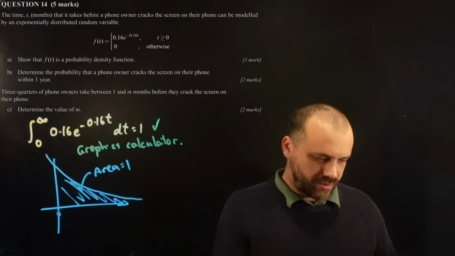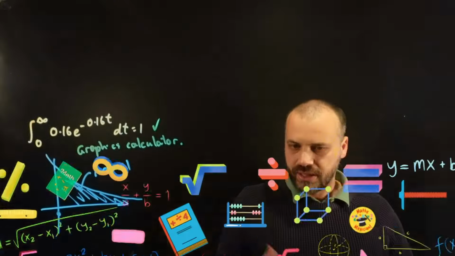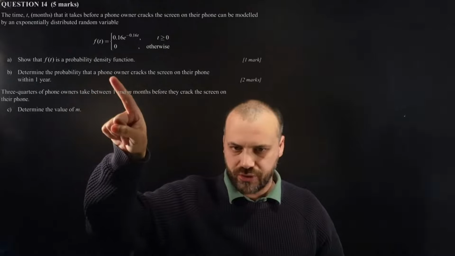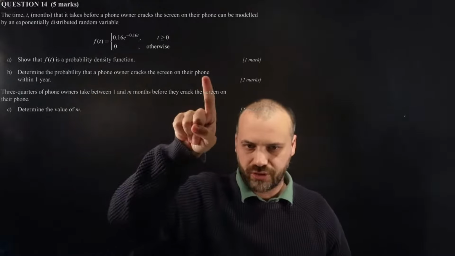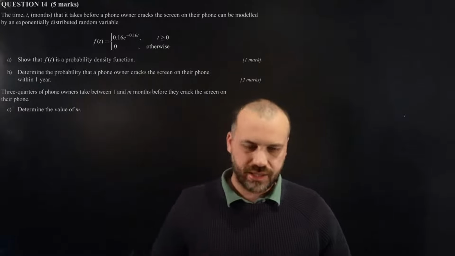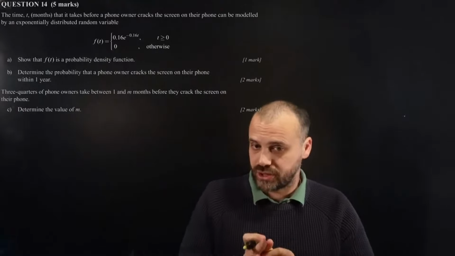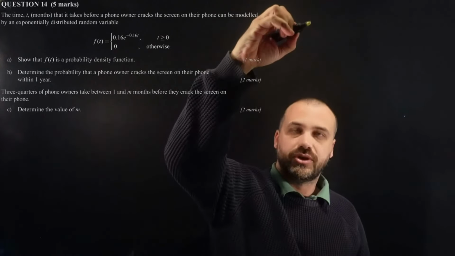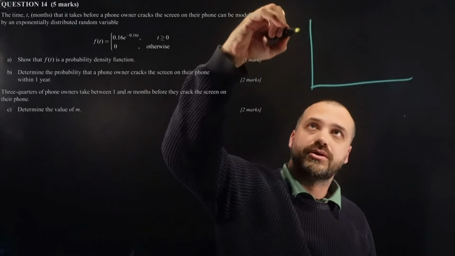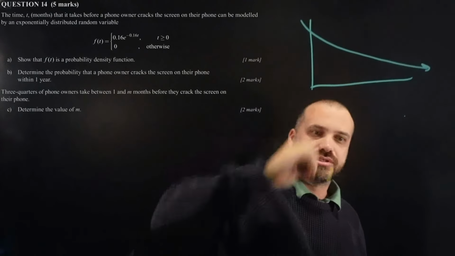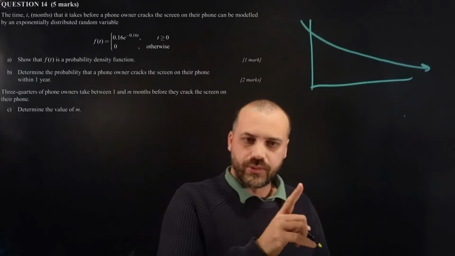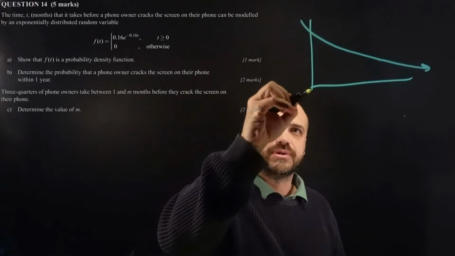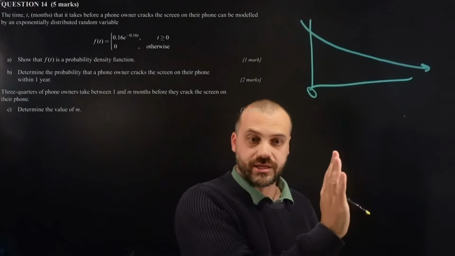Part B is where the rubber hits the road. Let's celebrate still though. Part B says, determine the probability that a phone owner cracks the screen of their phone within 1 year. Okay, let's draw a picture of this so we know what's going on. Actually, let's put it up here. So we know that exponential probability density functions look something like this, and we want to know the probability, the area under the curve, between 0 and 1 year.